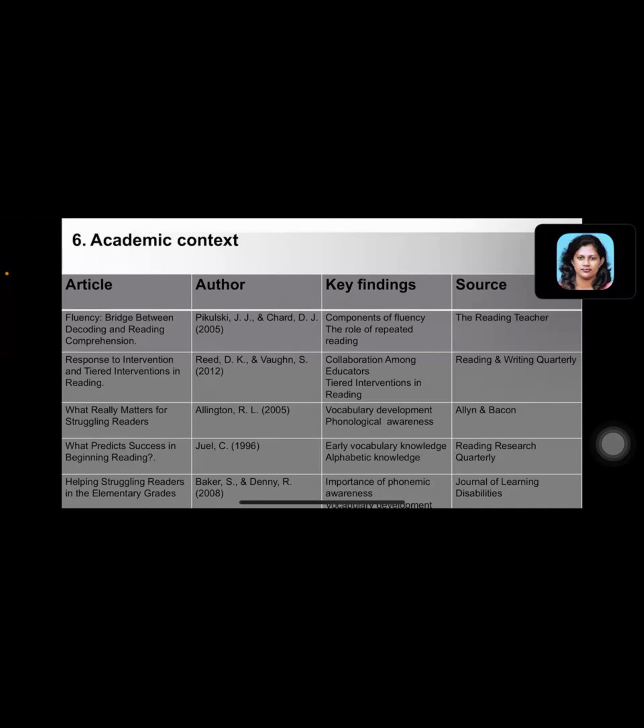And from the next article, what predicts success in beginning reading? As I said, alphabetic knowledge. They don't know the sounds properly, for the difference between C and K. So that was the reason. That was the major finding. And helping struggling readers in the elementary grades. As I said, vocabulary development, the lack of usage of vocabulary.